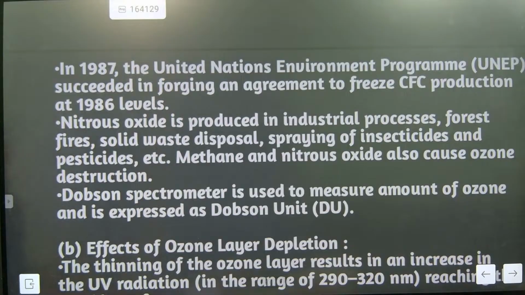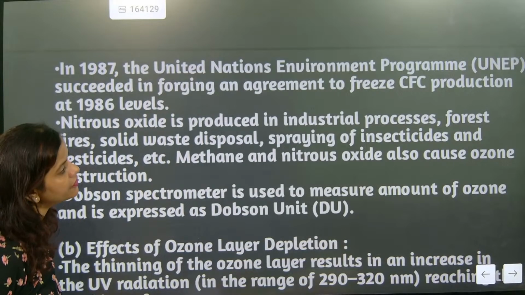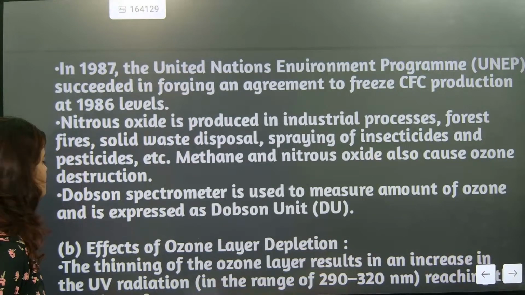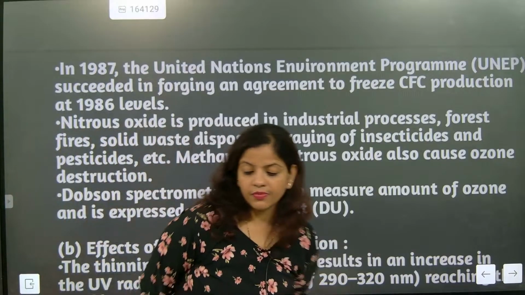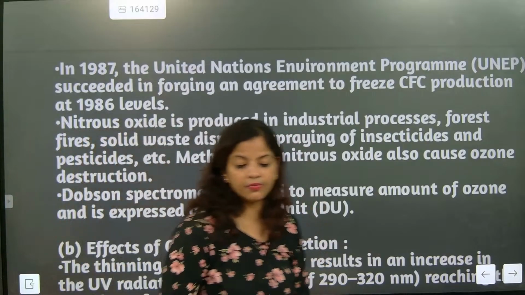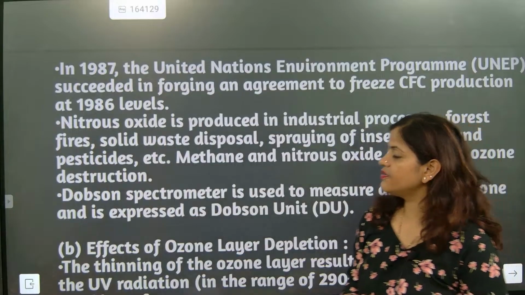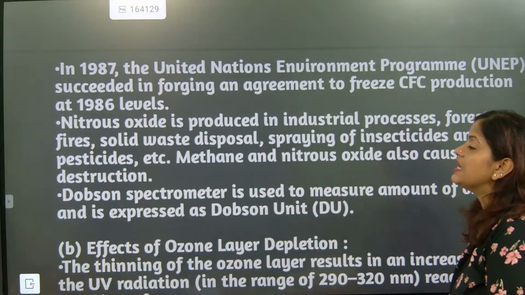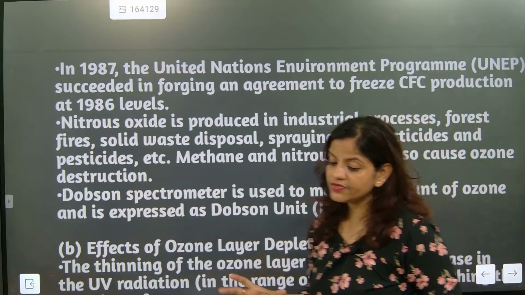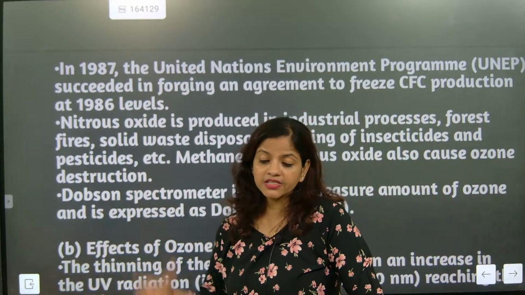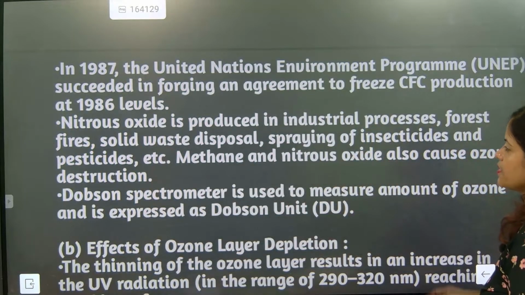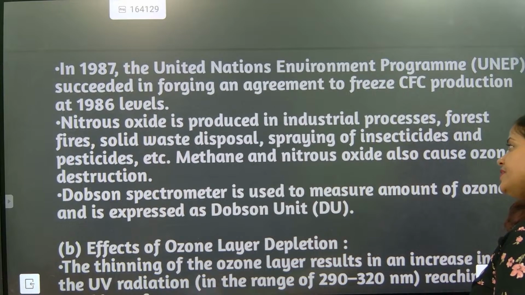So in 1987, the United Nations Environment Program, UNEP, succeeded in forging an agreement to freeze CFC production. Why, beta? Because CFC production is leading to a very big problem. And what is the very big problem? CFC will do one big work: they deplete ozone. Chlorofluorocarbon is exactly depleting the ozone layer.